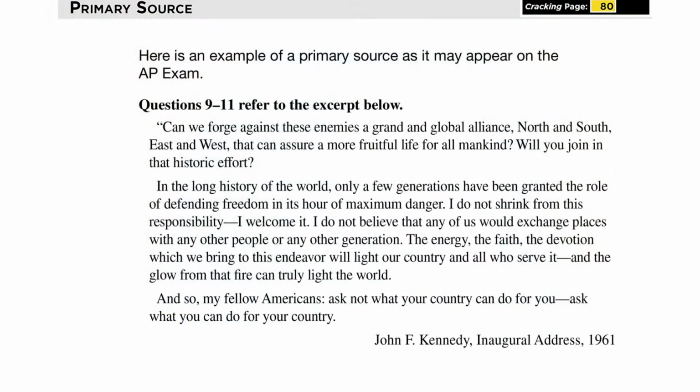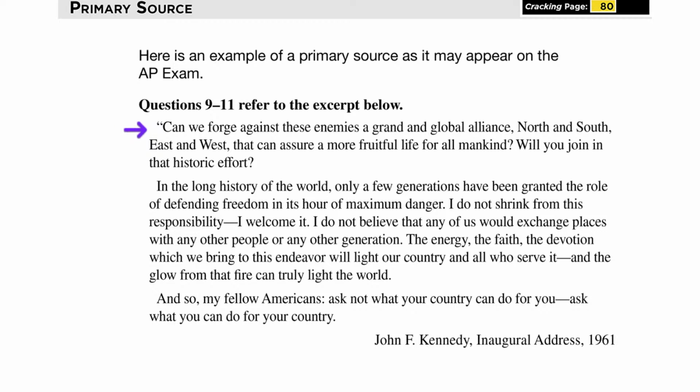So let's take a look at an example of the kind of primary source that they might attach to multiple choice questions. And I always think it's a good idea to read the little note at the bottom first, so that you know where the source came from. Like this is a quote from President John F. Kennedy in his inaugural address, 1961. So let's read through it. And it's not a bad idea to highlight anything that you think might be important or underline it as you go along.